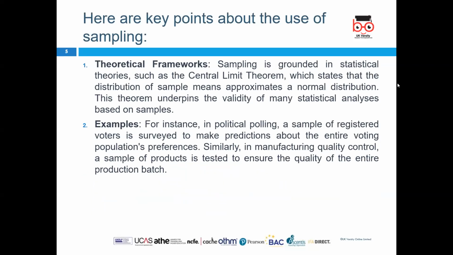So another key concept is the theoretical framework. So sampling is grounded in statistical theories such as the central limit theorem, which states that the distribution of sample means approximates a normal distribution. So it underpins the validity of many statistical analyses based on samples. For example, in political polling, a sample of registered voters is surveyed to make predictions about the entire voting population's preferences. Similarly, in manufacturing quality control, a sample of products is tested to assess the quality of the entire production batch.